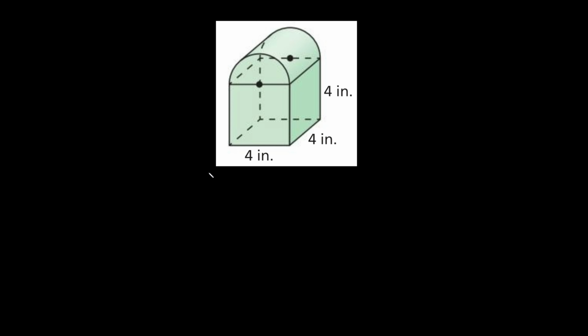All right, so here's the next example that we're going to cover. So as you can see here, we have a cube. And we know it's a cube because all the dimensions are the exact same length, right? The length, the width, and the height are all 4 inches.